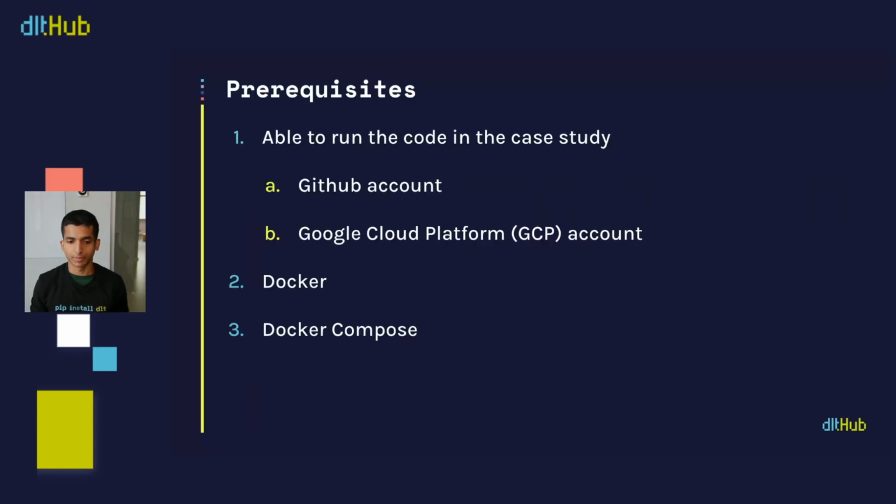Let's quickly talk prerequisites. If you haven't already, please make sure you're able to run the code that we showed you in the previous case study. It's the one where we collected data from the GitHub API and stored it in a BigQuery database. You'll also be needing Docker and Docker Compose installed on your device. And that's because in this demo, we'll be running up our Kestra server in a Docker container.